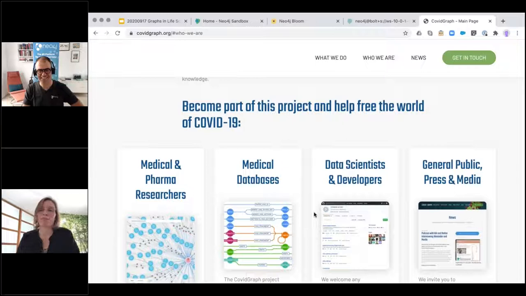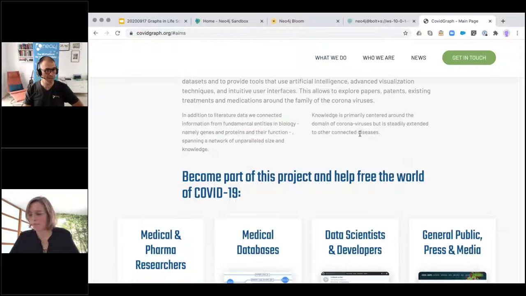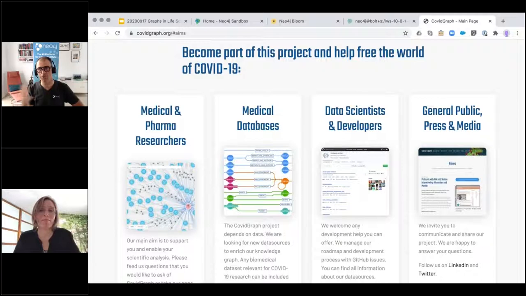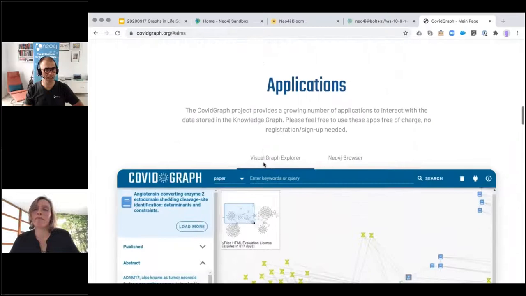I'll just point people to this website, covidgraph.org, right, where you can find a number of these tools that they are building, which are very illustrative of how people could use graph technology to make sense of data, right? So some really interesting applications for querying it.